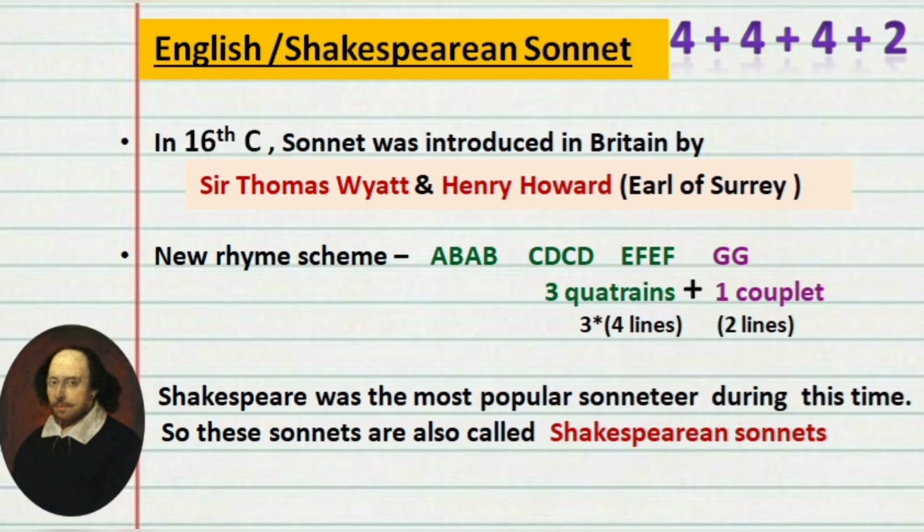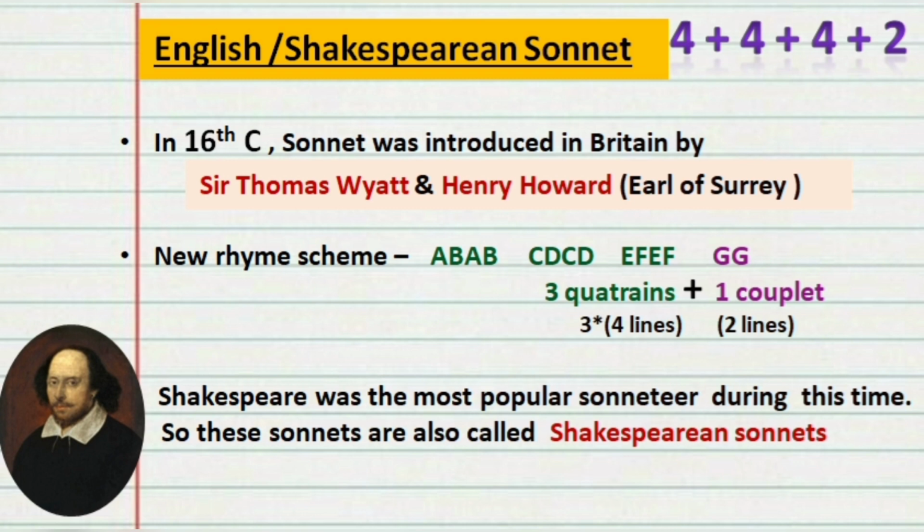The next type of sonnet that we are going to discuss is the English or Shakespearean sonnet. After the sonnet was popularized in Italy, it was introduced in Britain in the 16th century by Sir Thomas Wyatt and Henry Howard. The new English sonnets were only translations of the Italian sonnets, but they brought a new rhyme scheme: AB, AB, CD, CD, EF, EF and GG, that is 3 quatrains and 1 couplet. The couplet was brilliantly written by these poets, so that they could summarize the whole poem in just 2 lines.